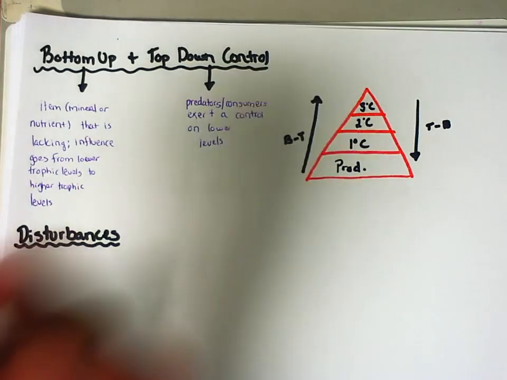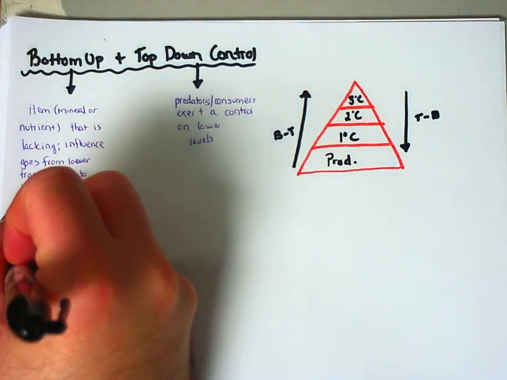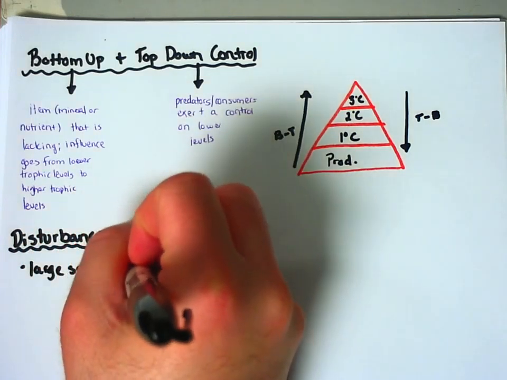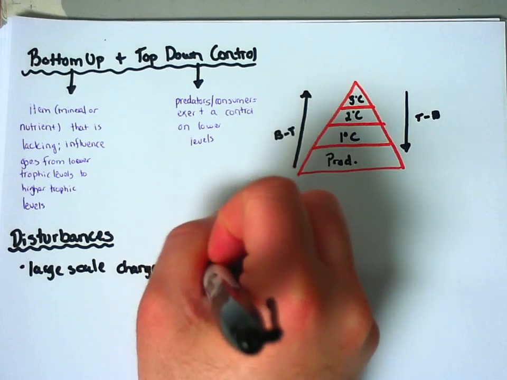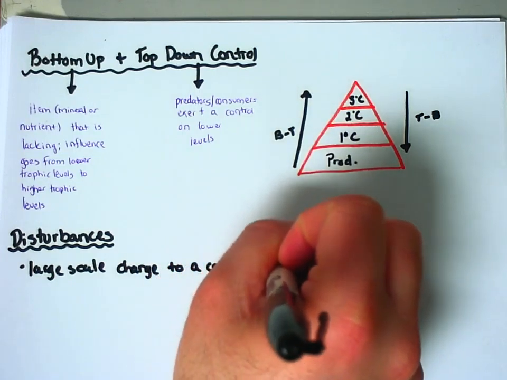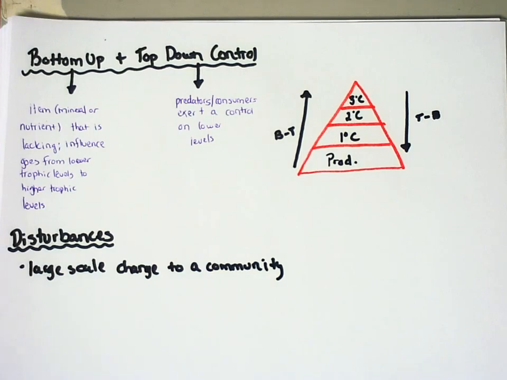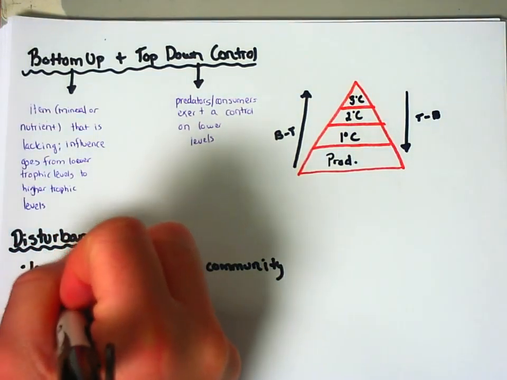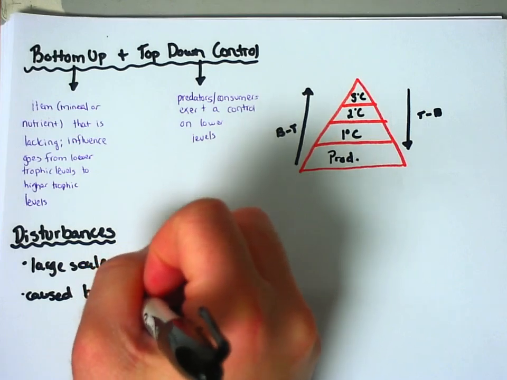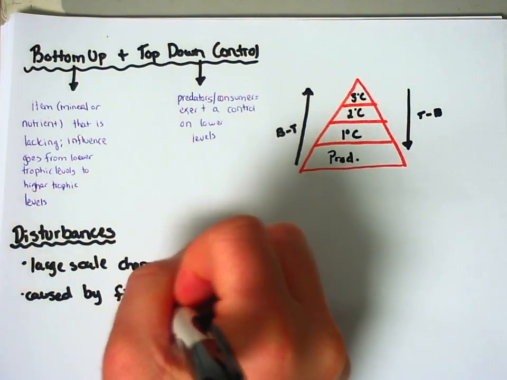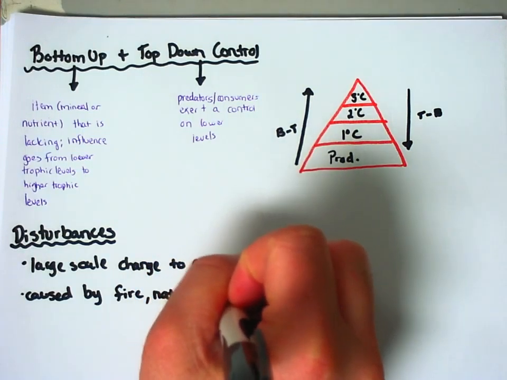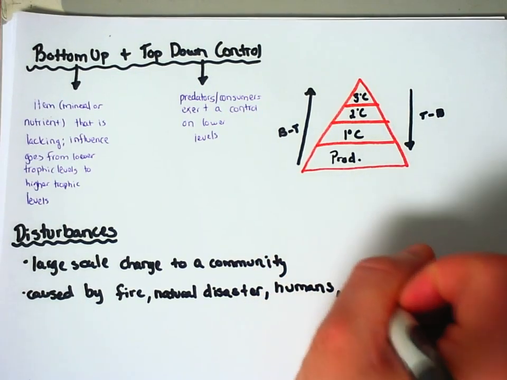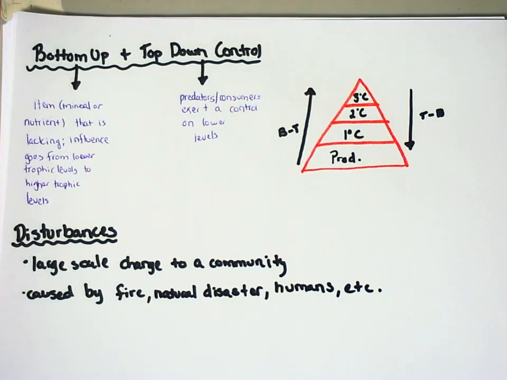A disturbance is basically an event in which you have a large-scale change to a community. Disturbances can be caused by a number of things, but fire is probably one of the more common ones. Any other natural disaster, massive flood, or any human interference could all be things that can cause disturbance.